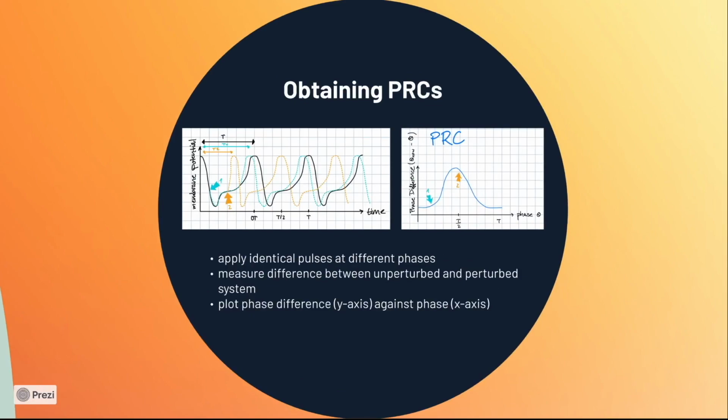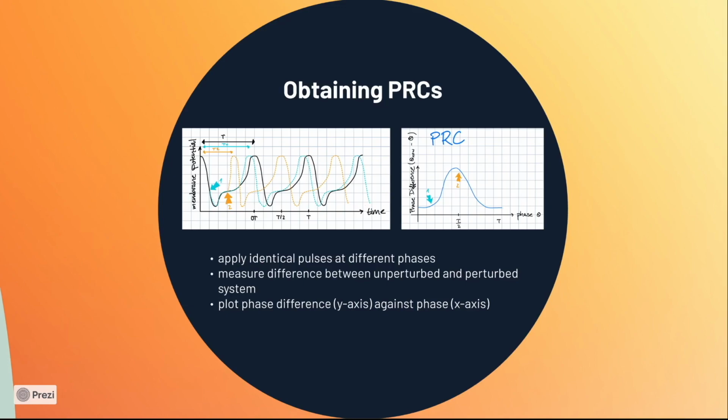Then, one would apply identical pulses at different moments in the period and each time record the firing pattern. In the plot, you can see that the pulse, which is indicated as a blue arrow, has only a small effect on the firing pattern, which is the blue line, whereas the pulse which perturbates the neuron a few milliseconds later, at about half of the period time, has a stronger effect. To plot the PRC, one would calculate the difference between the unperturbed and the perturbed neuron and plot this result against the initial phase. In the second plot, you can see how the PRC typically looks like for neurons.